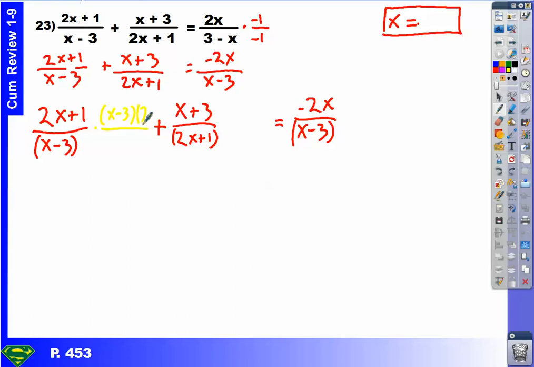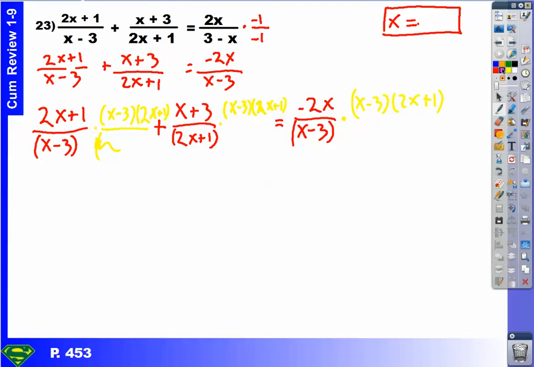Okay, here we go. 2x plus 1. And I'm not going to worry about the denominator because I'm just multiplying everything by a common denominator. So I'm going to multiply this by x minus 3 times 2x plus 1. And over here I'm going to multiply this also by x minus 3 times 2x plus 1.